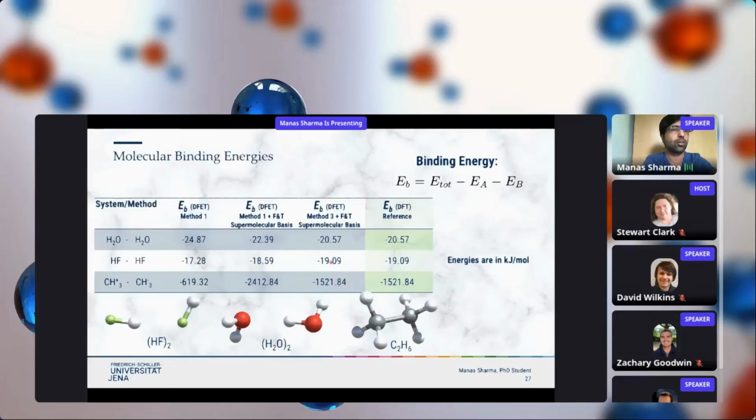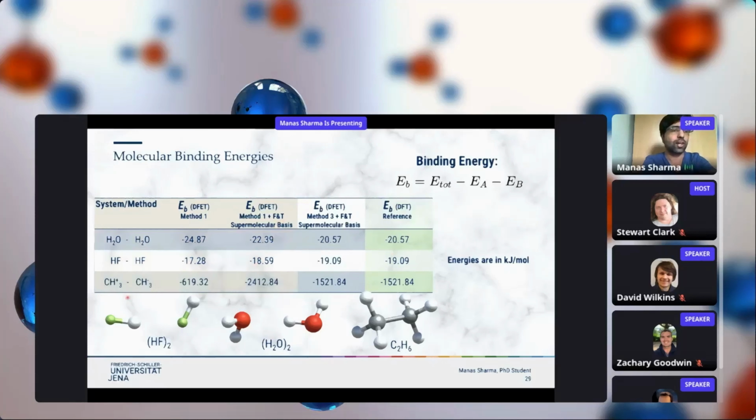So here are some molecular binding energies, and please bear in mind that these are just DFT in DFT embedding energies. So these only serve as a benchmark, and you cannot get better than DFT. You can only get as good as DFT. So if we consider method 1 and some weakly interacting systems like the water dimer or the HF dimer, then you will see that method 1 gives reasonably accurate binding energies compared to the green reference DFT binding energies. And if you employ freeze and thaw as well as supermolecular bases, then you improve these results even further.